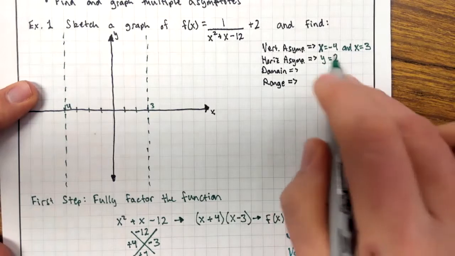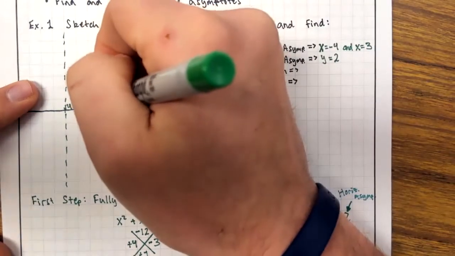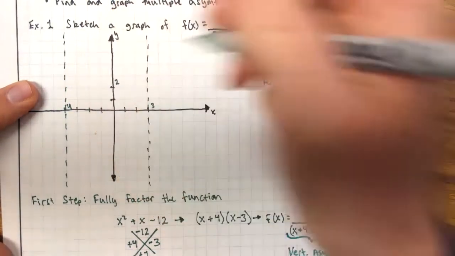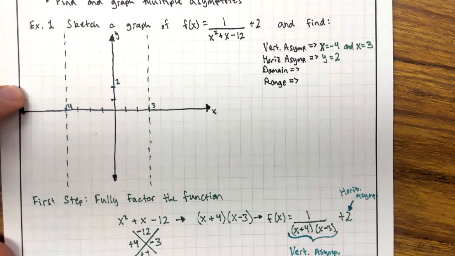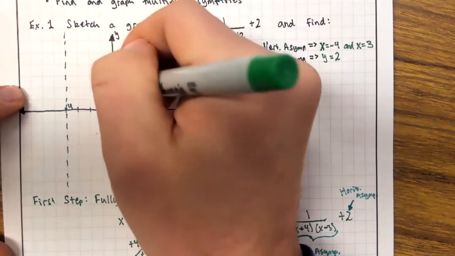Now I can graph this one, y equals 2. So on the y-axis, I'll just go up to 2. And again, it's horizontal, it's just going to be flat. So I'll draw a line going straight across.